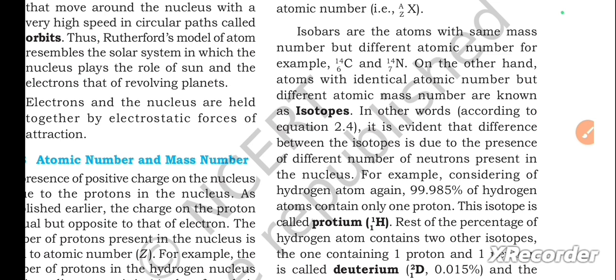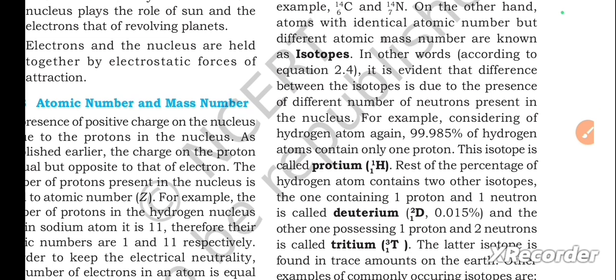In other words, according to equation 2.4, it is evident that the difference between the isotopes is due to the presence of different numbers of neutrons in the nucleus. For example, considering the hydrogen atom again, 99.985% of hydrogen atoms contain only one proton. This isotope is called protium, 1H1.